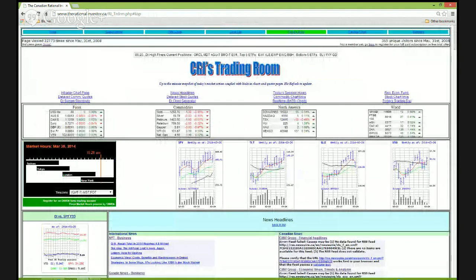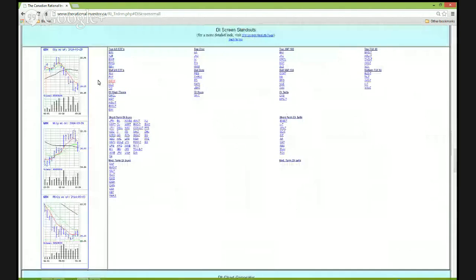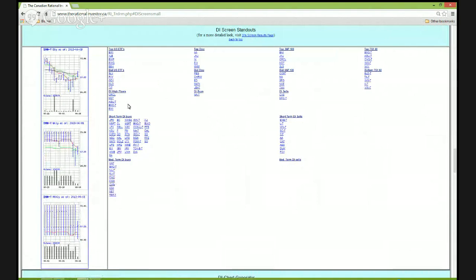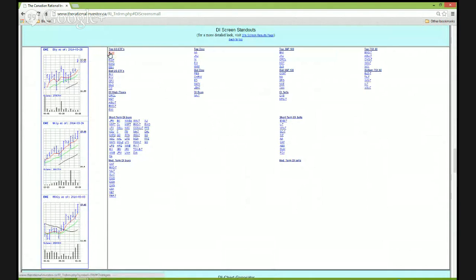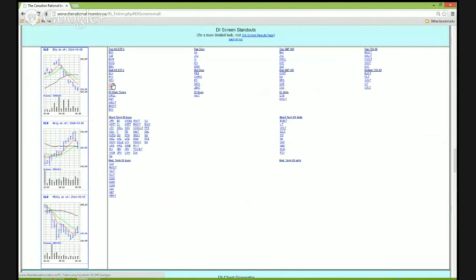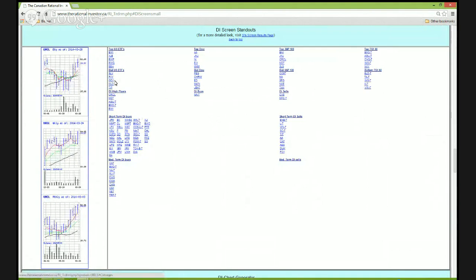This is the trading room, and if you click on DI screen standouts, basically this is the list of all of the stocks that are referenced as of the last screen results. If we just look at the top US ETFs, here's the EWI, the XLE, EWP, etc. You can see they're all bullish action. Bottom ETFs, there's the silver, there's the Japanese yen, there's the gold basket, there's, I guess, the GLD, that's the gold itself, and here's the inflation protected notes, the TIPS. So very good little summary here, and all you have to do is just mouse over your screen.